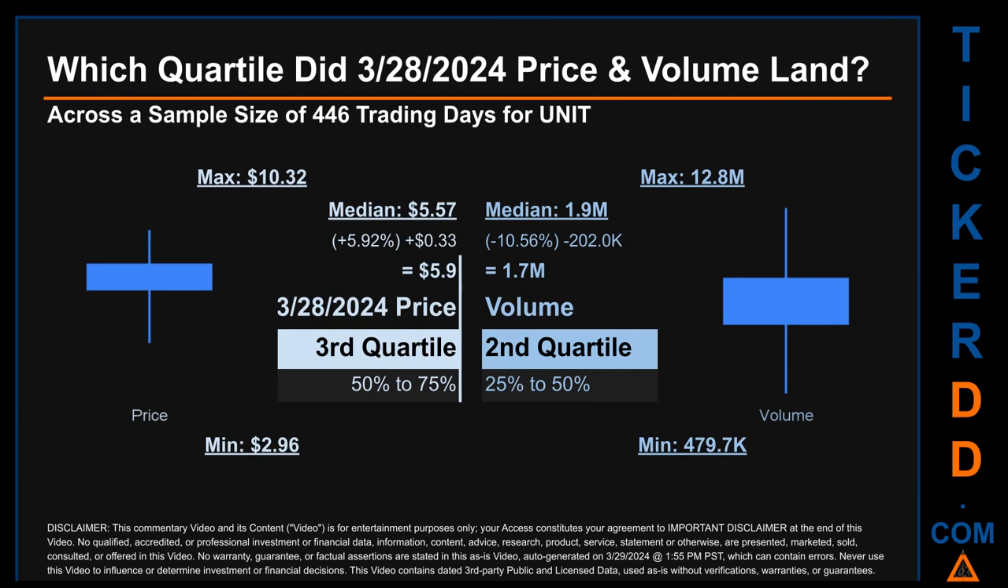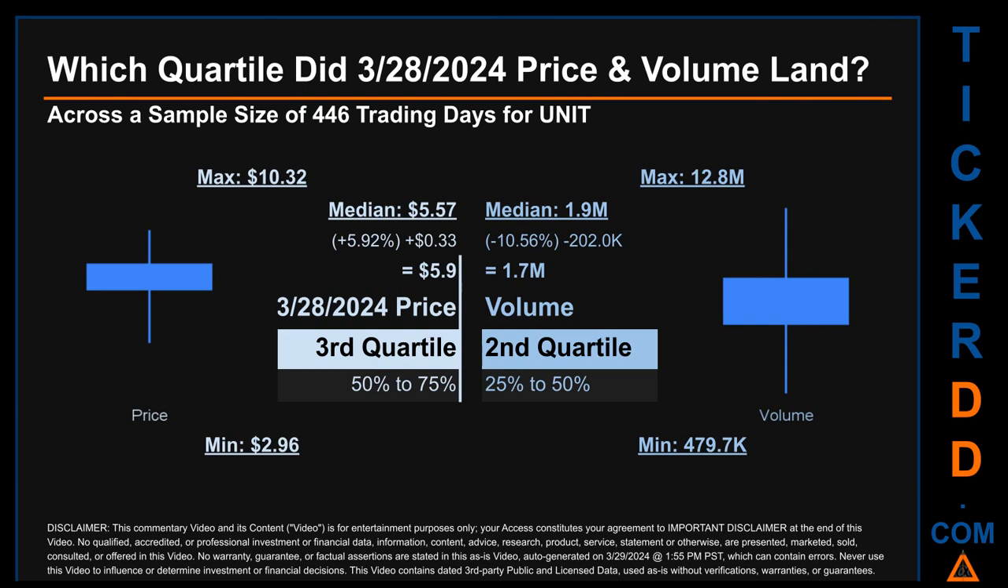The day's volume landed within the second quartile, that is within the 25% to 50% range of all sampled daily volume, which saw a max daily volume of 12.8 million and a minimum of 479.7 thousand. Quartiles tell us about the spread of a data set by breaking that data set into quarters, just like how the median breaks the set into half.